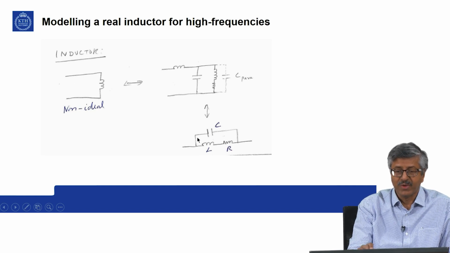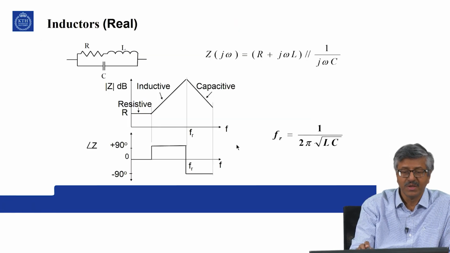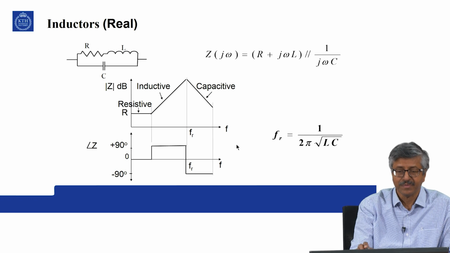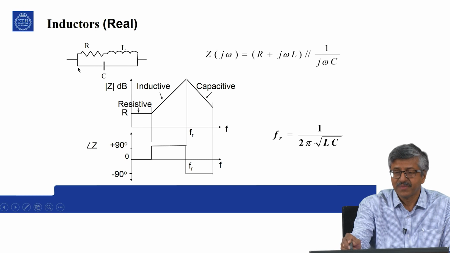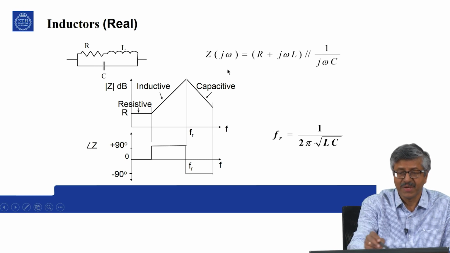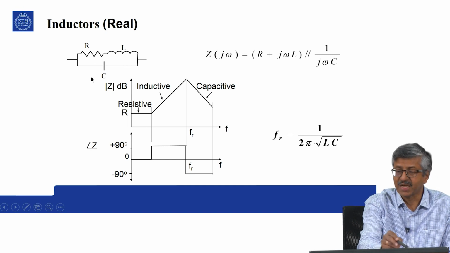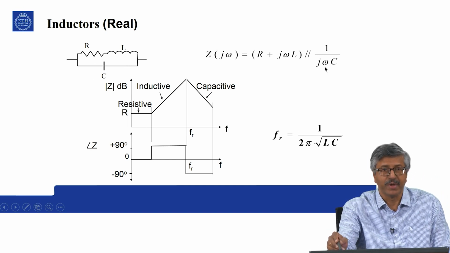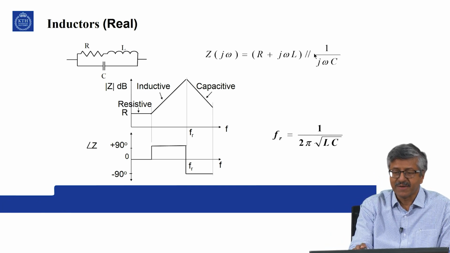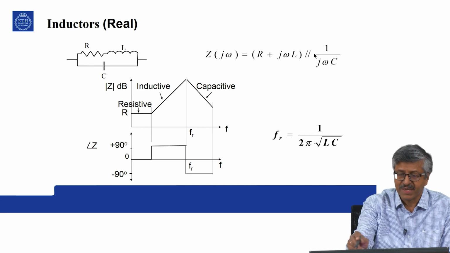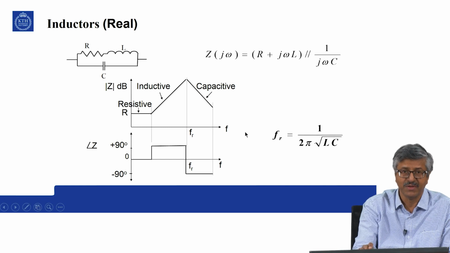Now let us see how it will behave as the frequency is increased, in the form of a Bode plot. So this is the real inductor. Impedance is R plus j omega L of this branch in parallel with the capacitive branch, 1 by j omega C. So you can write out the expression for the impedance. What we are mostly interested in is how the impedance varies with the frequency.